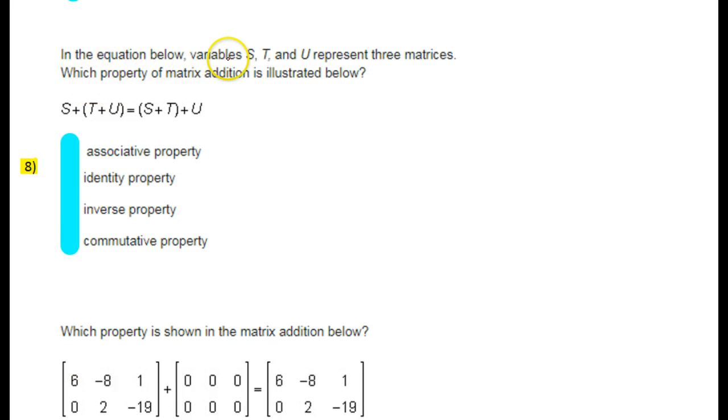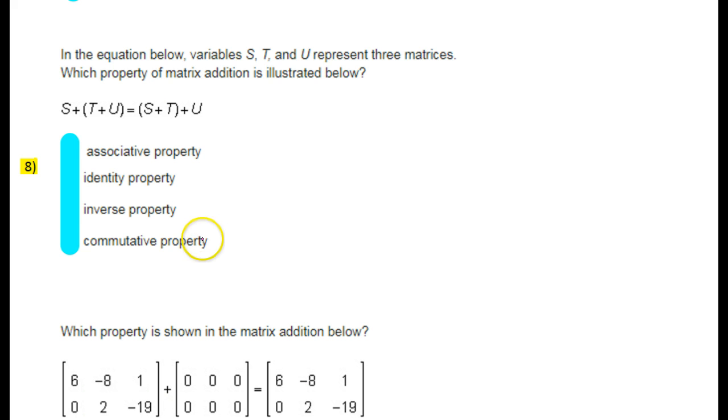In the equation below, variables s, t, and u represent three matrices. Which property of matrix addition is illustrated below? So before I even really look at this, let me give you an example of each of these properties.